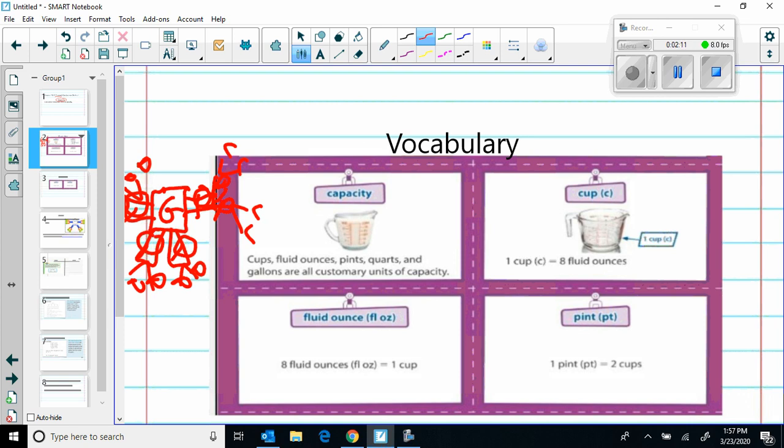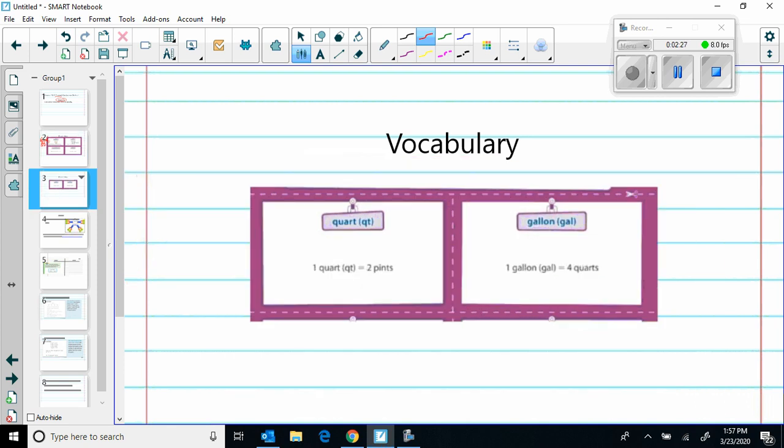A pint, 1 pint equals 2 cups, and that's kind of over here on the gallon man. And I would recommend when we get to the slide that shows the gallon man that you actually rewrite that. It's good to hear it and listen to it, but rewriting it is very helpful. Here is our vocabulary slide. And another one, in a quart, there's 2 pints, or we could say that there's 4 quarts in a gallon.